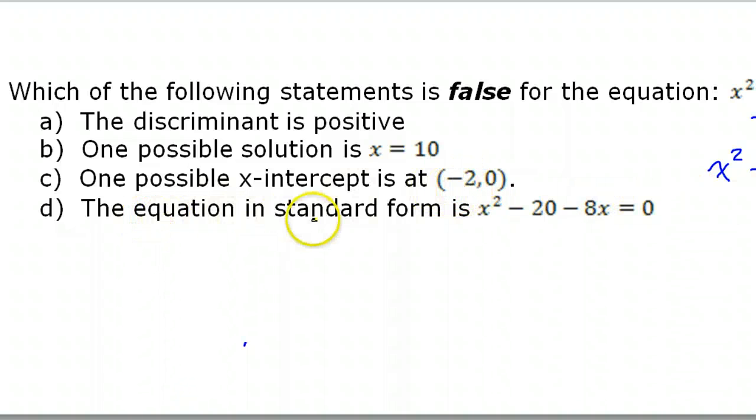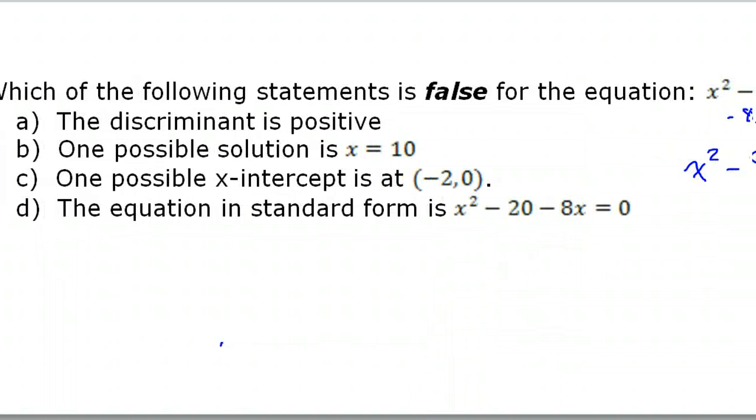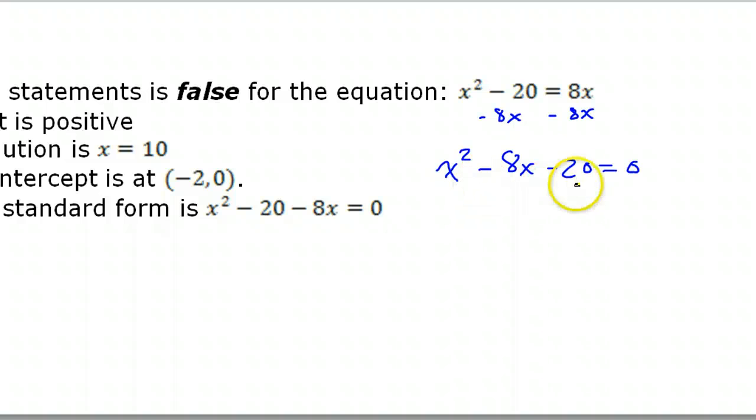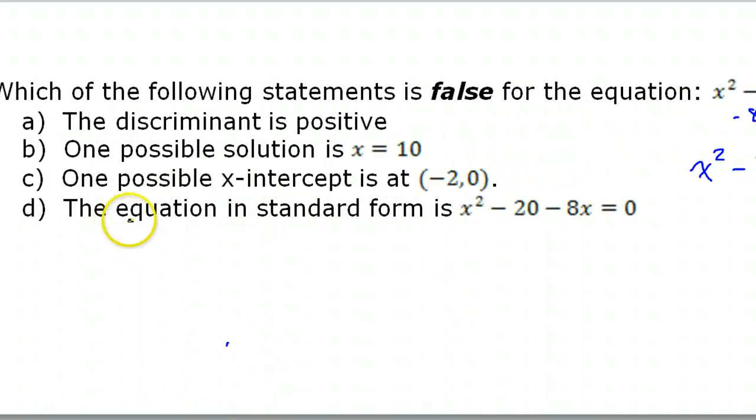Wait a minute. The equation in standard form is x squared minus 20 minus 8x equals 0. Well, that's immediately false. We don't have to do anything to tell that. In fact, just because it's what we always do, we put this in standard form. The negative 8x goes in the middle. So we don't need to bother with the rest of it. The answer is D. D is false.